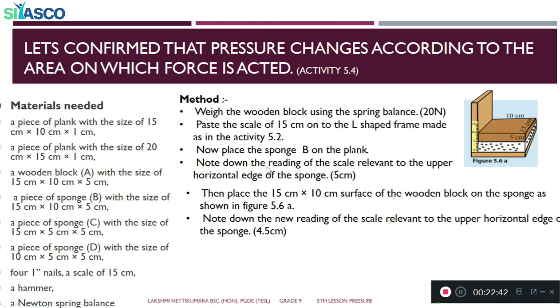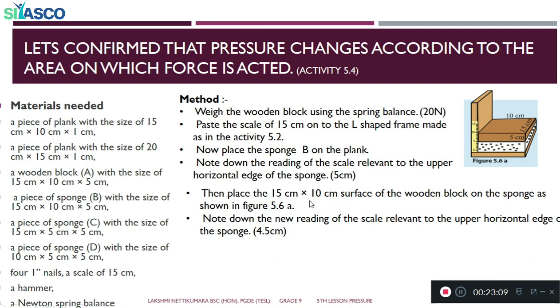Now what did you do? You have to place the sponge B. A is the wooden block. The first sponge is labeled as B, kept on this wooden plank. Without keeping the block on it, you just get the height. It is given here also. The height is 5 centimeters.